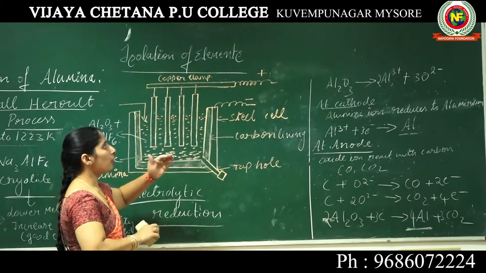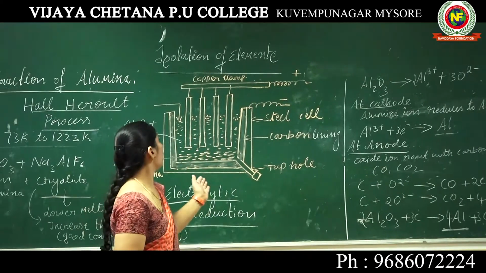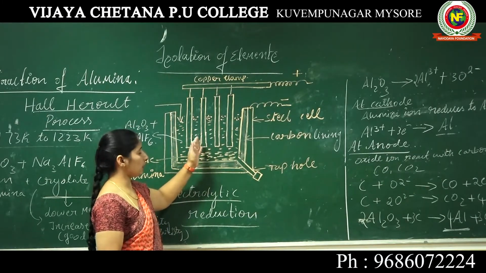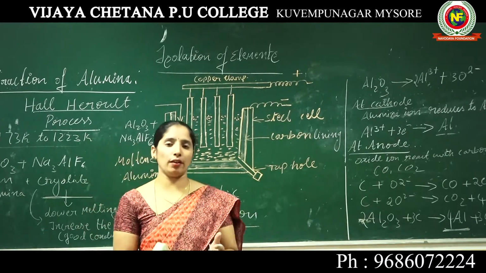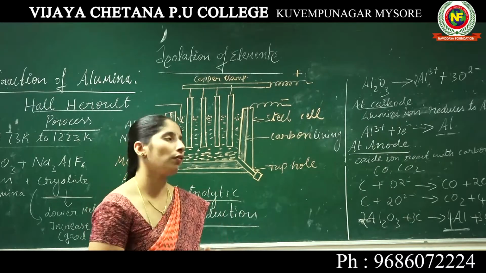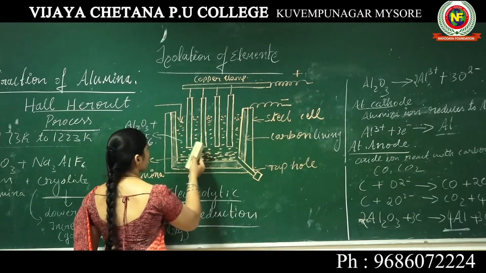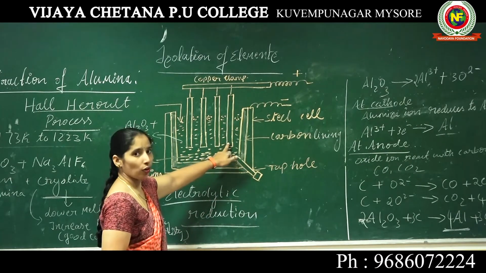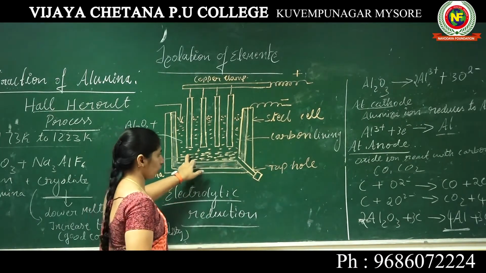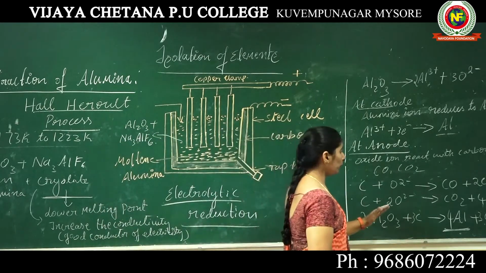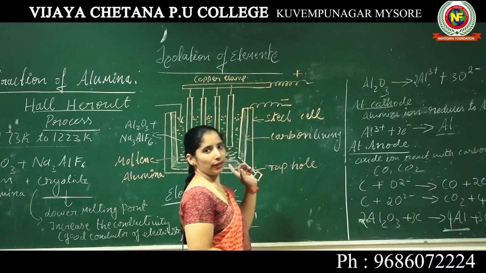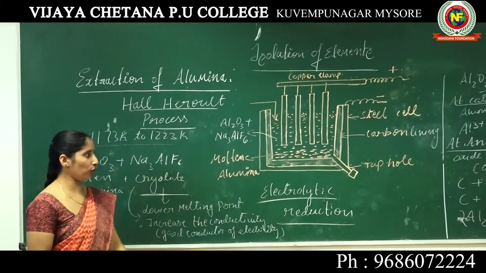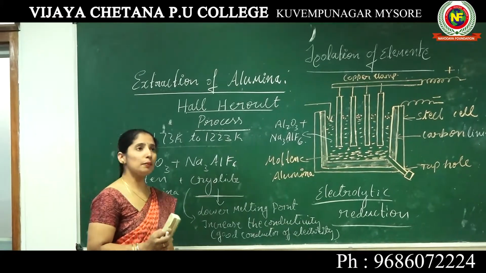Here the graphite rod is replaced regularly. Why does it get replaced? We are replacing the graphite rods to avoid corrosion. In the process, we repeatedly replace the graphite rods to avoid the corrosion. So this is how we get aluminium from the ore bauxite through the Hall-Héroult process, which means electrolytic reduction. So this is very important.